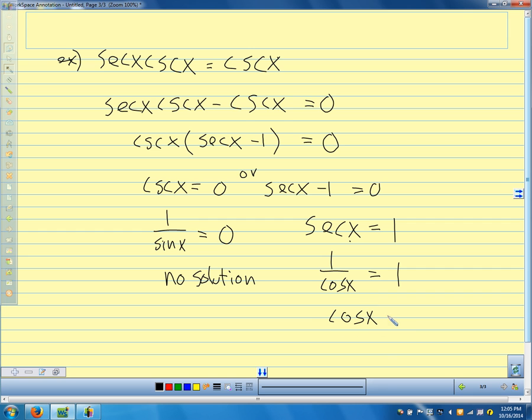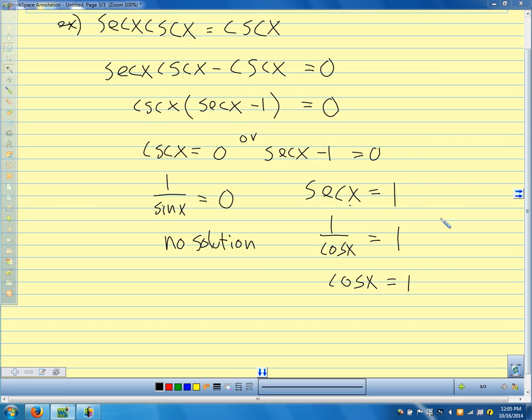When cosine x equals 1. Where on the unit circle is cosine x equal to 1? 0 and... Is it just positive 1? Is it equal to 1 at pi? No, it's negative 1 at pi. So it's just going to be 0 plus 2n pi. And you wouldn't have to write that 0. So our answer is just 0 plus 2n pi, or 2n pi.